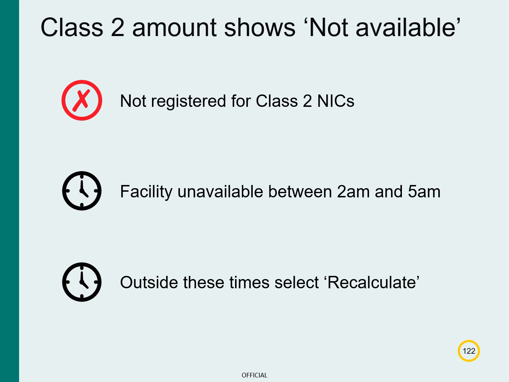If the Class 2 amount shows as not available, this may be because you're not registered to pay Class 2 NICs, and you'll need to register online using form CWF1. Or you're trying to complete your return between 2 AM and 5 AM when the facility is unavailable, or you're completing your return outside of these hours, in which case click the Recalculate button to show the amount due.